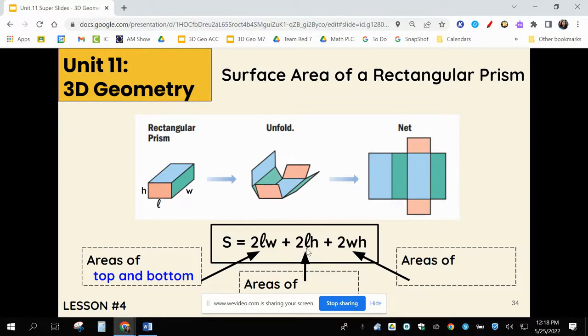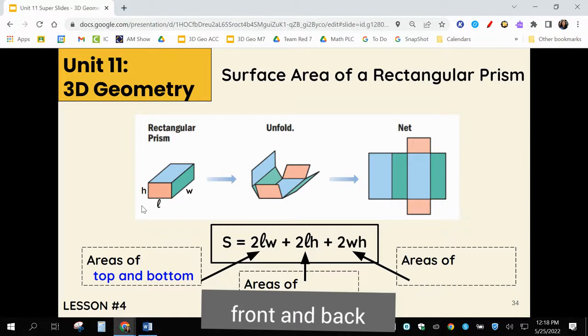When you do 2 times the length times the height, here's the length, here's the height, it's this shape, you're finding the areas of the front and the back. And when you're doing 2 times the width times the height, here's the width, here's the height, you're finding the area of both the sides. That'll account for the area of all the sides of the shape, and then you just add them together.